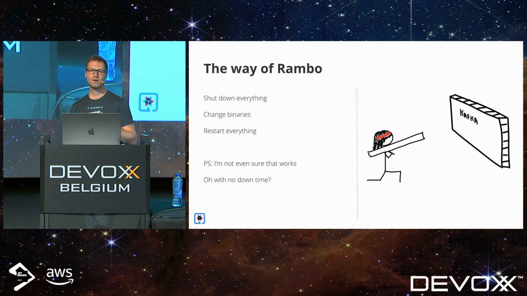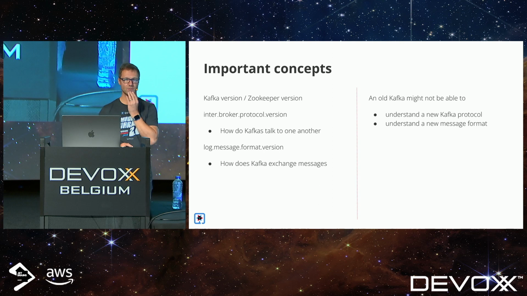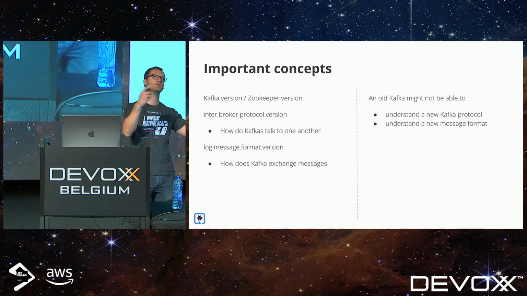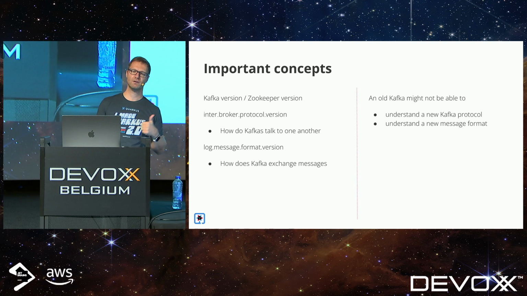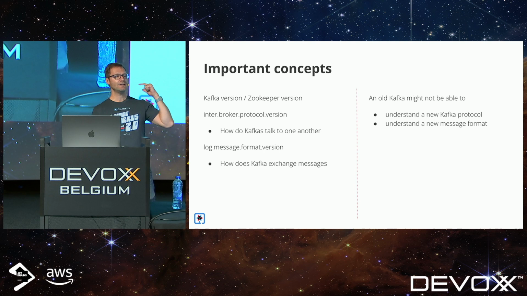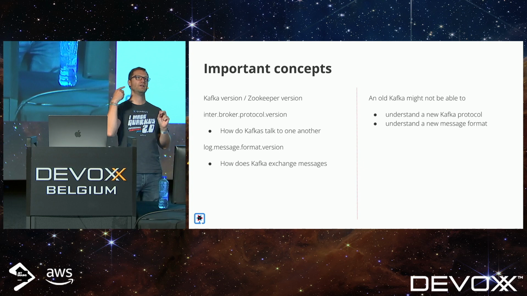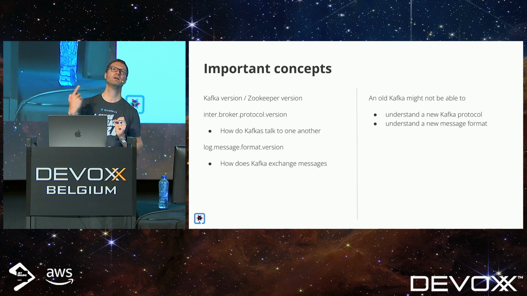So luckily, Kafka has a way to deal with it if you're careful. What are the important concepts to think about? Remember the metadata store, so it's Zookeeper if you're pre-KRaft model. So you need to upgrade that. There is a version here. There is the Kafka version, the Kafka broker version. And then it's not enough because there are two more things that are useful. There is the language the various brokers communicate with, and this stuff is versioned as well.